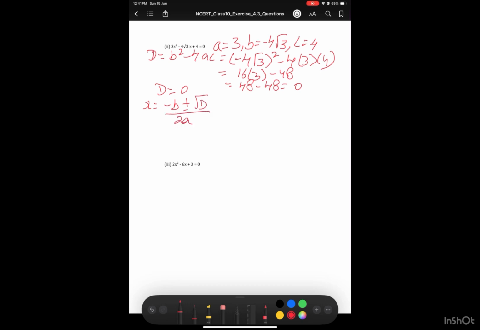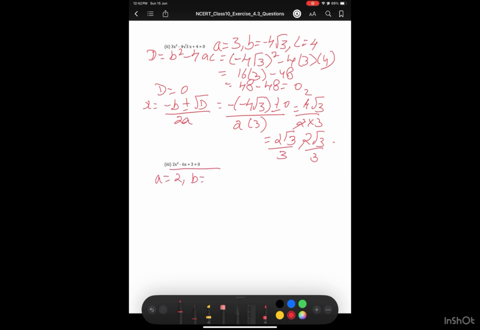And the formula is x is equal to minus b plus minus under root D upon 2a. So minus b, minus of minus 4 under root 3. D is 0, so under root D is also going to be equal to 0, upon 2a, that is 2 into 3. Simplifying it, minus into minus is plus, 4 root 3 upon 2 into 3. Further simplifying, I'll get my answer 2 under root 3 upon 3. And plus minus 0 will give me the same result. So 2 under root 3 upon 3 are my two equal roots which are going to exist in this case.